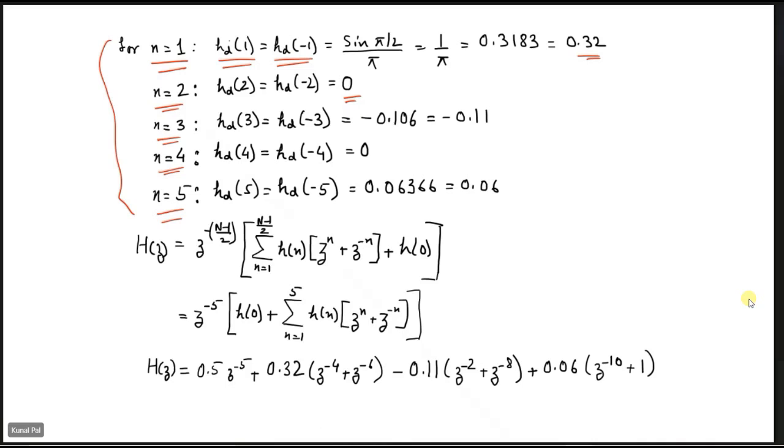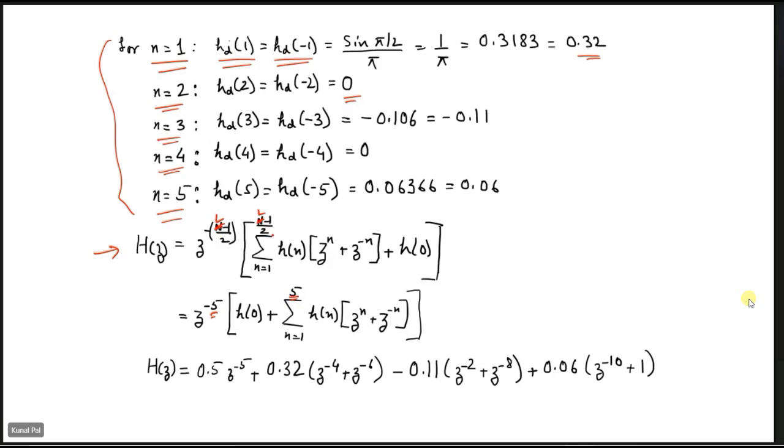Okay. Now, after you have done this, we need to find out the H(z). Now this H(z) is given by H(z) equals z to the power minus (n minus 1) by 2. Sorry, this would be L. L minus 1 by 2. Here also it would be L. L minus 1 by 2. So this becomes 5. And this one also becomes 5.